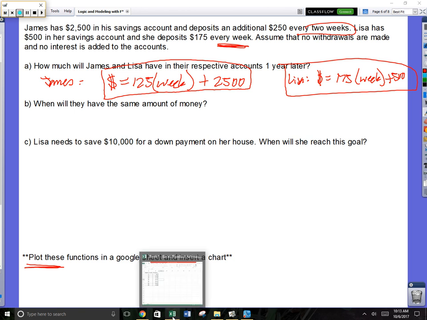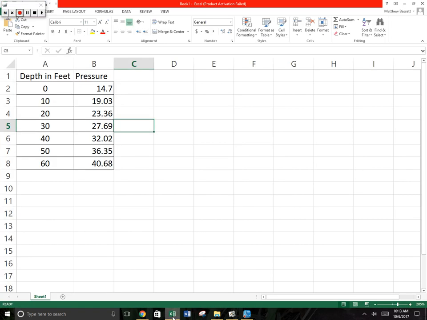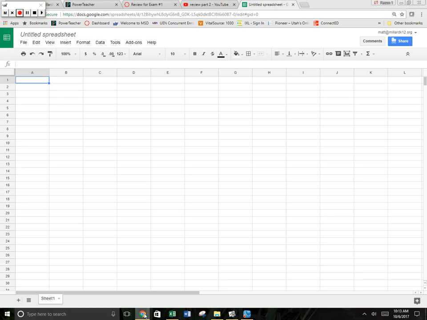Okay, so here we go. Let's see, that's not the one. Okay, so your Google Sheet, we're going to do this. We'll call this week. We'll do one column for James, one for Lisa. So let's start with week 0, 1, 2, 3, 4. So you grab a few, drag it down to whatever you want.